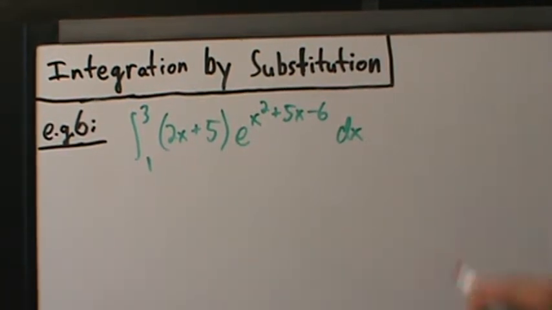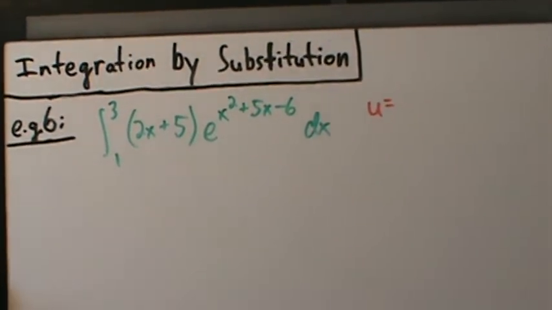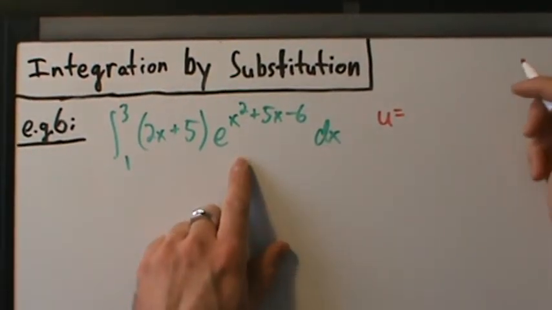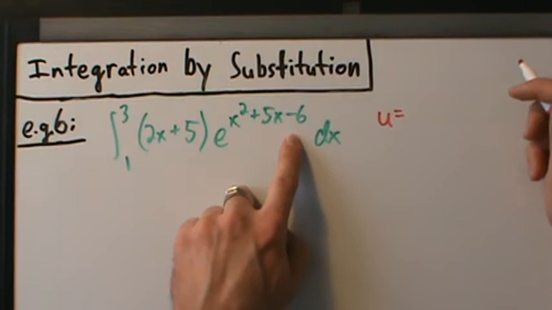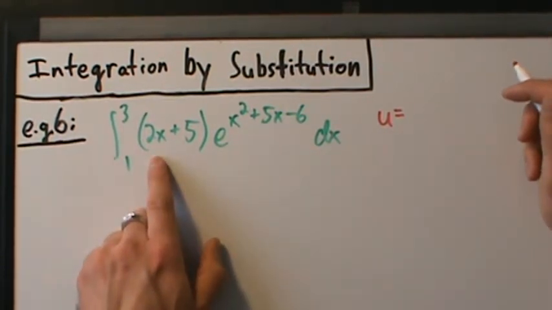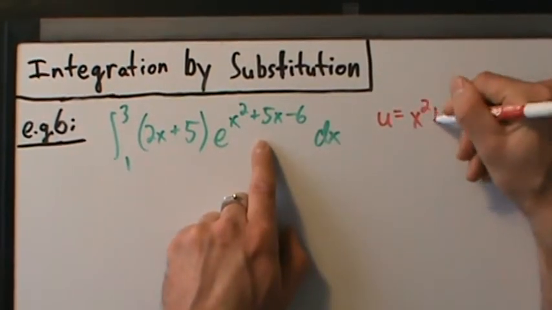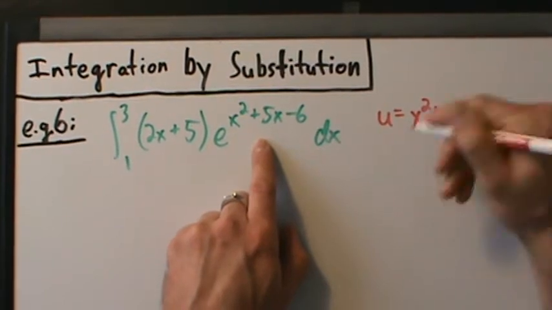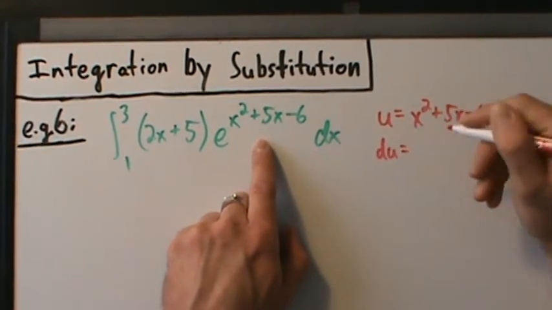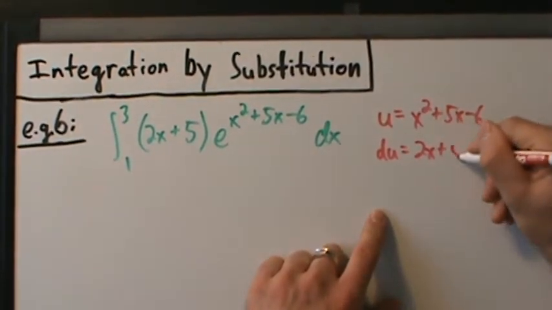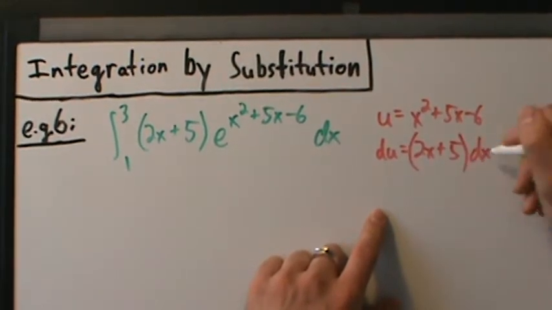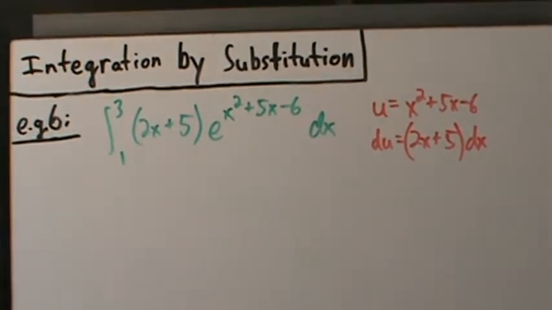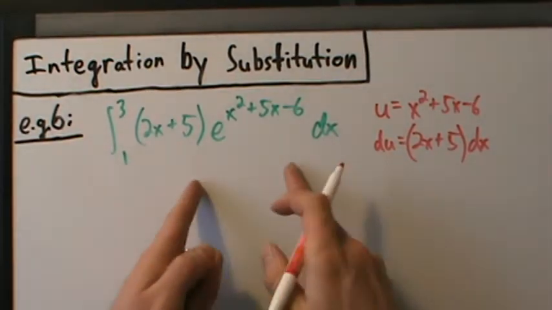So let's let u be, so what kind of function do we see? Well, here's an e being raised to x squared plus 5x minus 6. Here's a 2x plus 5. So what if we let u be x squared plus 5x minus 6? Then what's du going to be? Du is going to be 2x plus 5 dx. That's great. That's exactly what we have in here.